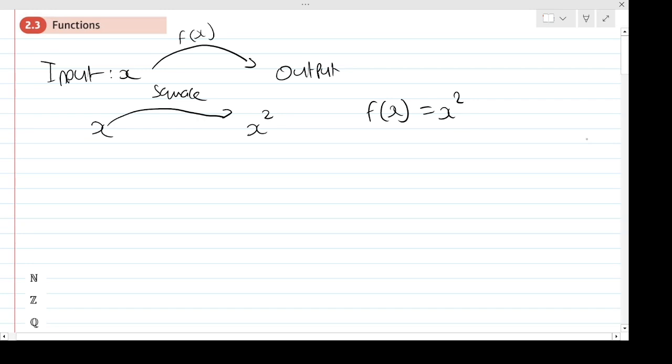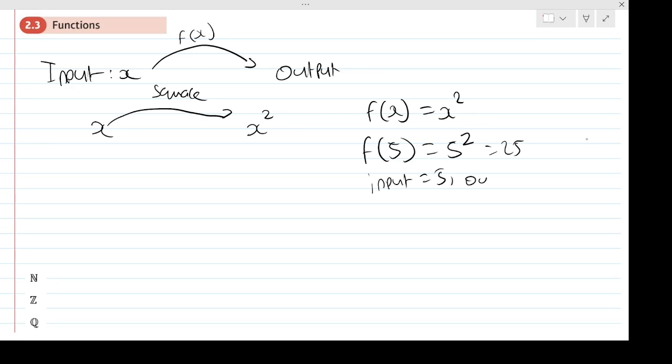Okay, so for example, if we plugged in f of 5, for instance, then this function is telling us we need to do 5 squared, which would then be 25. So our input in this case would be 5, and our output would be 25. Okay. As another example, it doesn't have to just be x squared. You can do something like sine or trig. So say instead we have an input x, and then we want to do the sine of it. So we do sine of x.